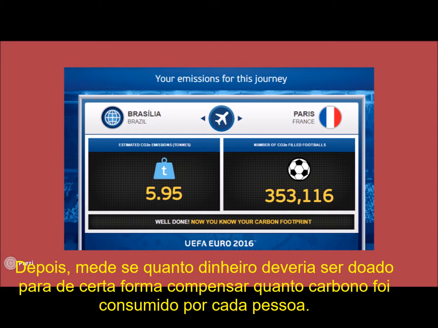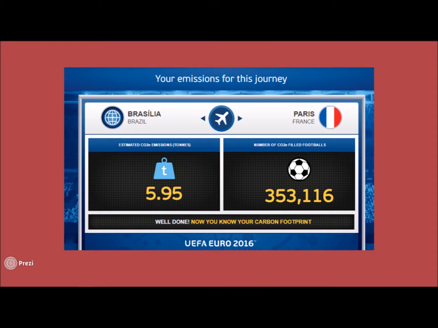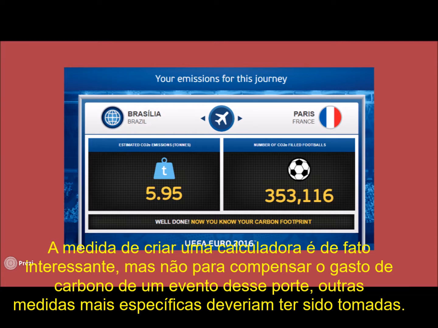Then it measures how much money would be needed to compensate the amount of carbon a person spends going to the event. If the person wants, she can donate the amount of money to a project that generates clean energy at a wind farm on a French island in the South Pacific. The creation of the calculator was interesting, but not enough at all to offset the emission of carbon at the event. Other specific measures should have been taken.